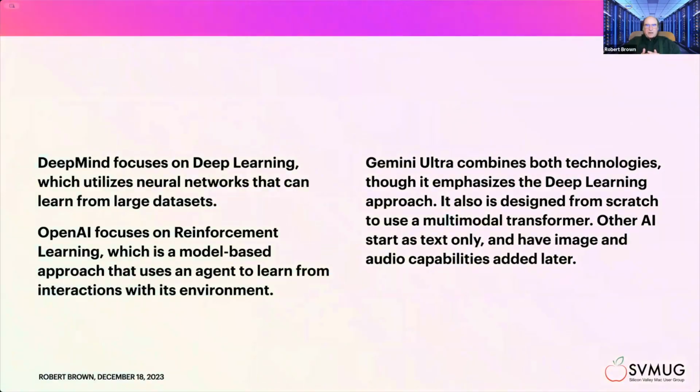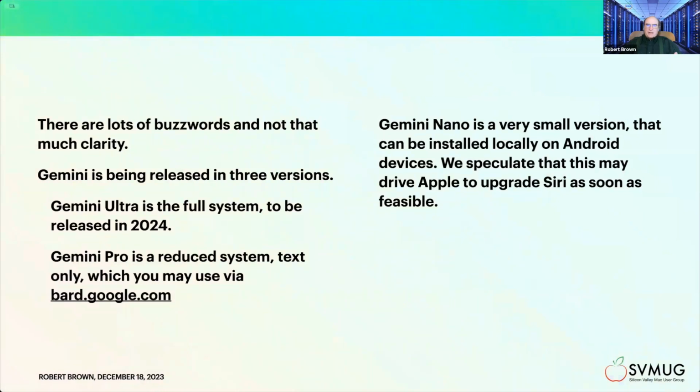DeepMind uses a technique called deep learning, which is using neural networks that can learn from large data sets. OpenAI is focused on reinforcement learning. You know, Gemini Ultra supposedly combines both of these. At least that's what they have said. And again, it's just what we're hearing. We don't really know. So that's why I say there's lots of buzzwords and not that much clarity.